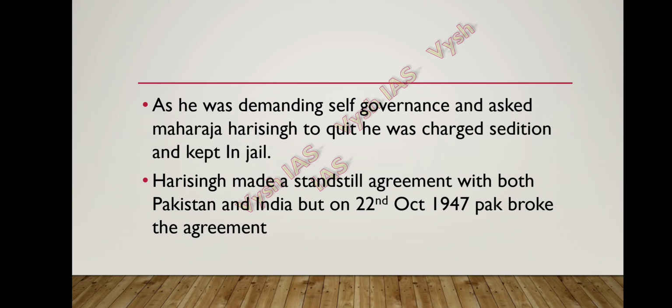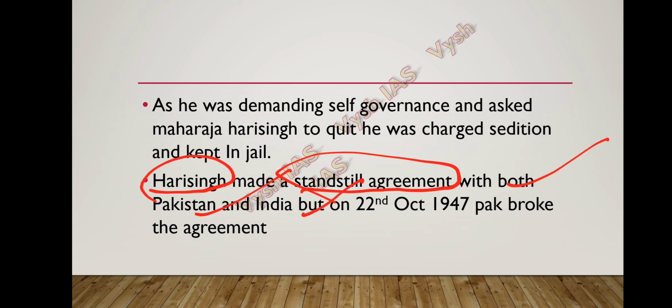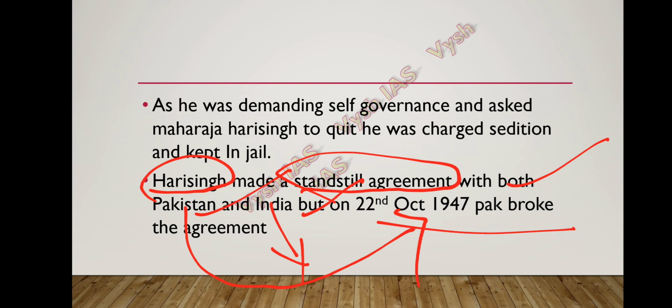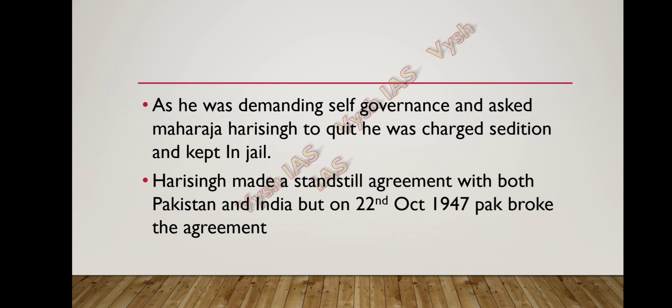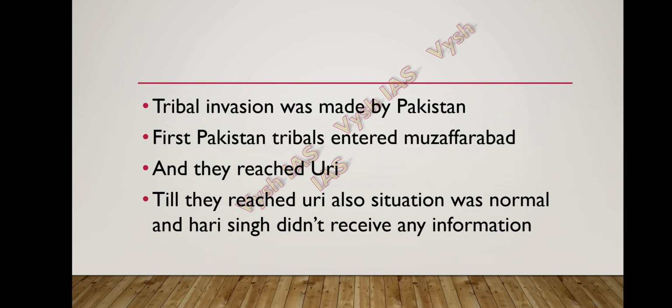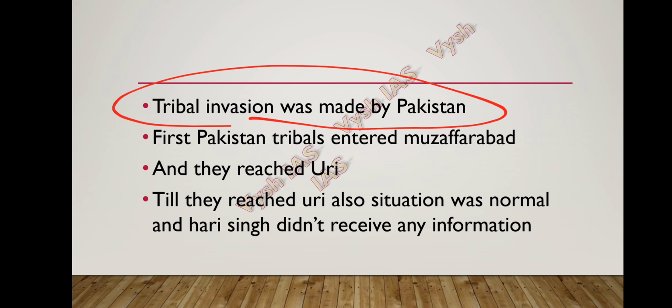During this time, since Hari Singh did not want to sign the instrument of accession with either India or Pakistan and thought of being independent, he signed the standstill agreement with both Pakistan and India. India never broke the agreement, but Pakistan broke it on 22nd October 1947, and a tribal invasion took place during this time. It was made by Pakistan.